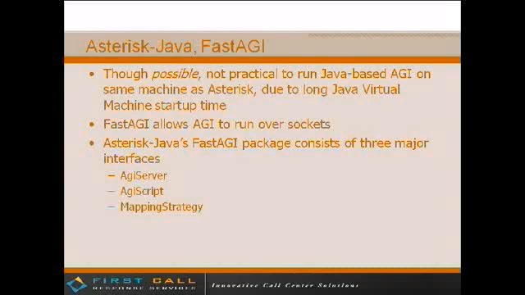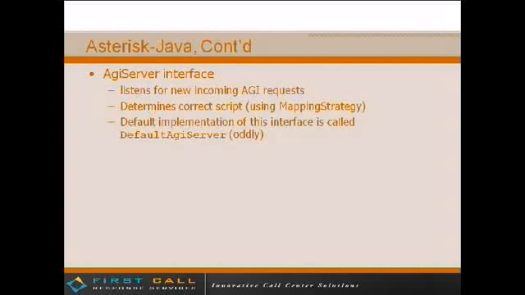There are 3 interfaces in the fast AGI package in Asterisk-Java. One to do the AGI server, one to do AGI scripting, and one to do what they call a mapping strategy, which strangely enough maps things. The AGI server interface is basically what you would expect a server to do. It just listens for incoming requests, figures out using the mapping strategy which AGI script to run, and then there's a provided default implementation of the AGI server interface, strangely called default AGI server.